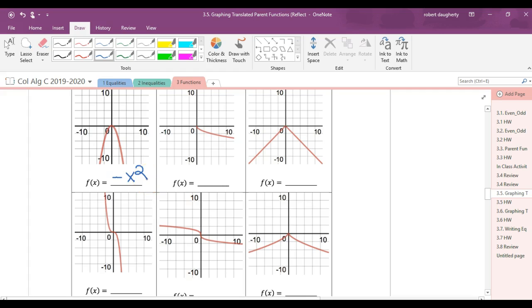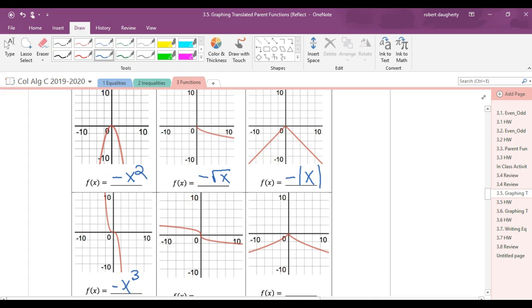What do you think this one is, the second one? Negative square root of x. This one is what? Negative absolute value. Then what about this one? So this one sometimes people have trouble seeing. This is x cubed. If I reflect it about the x-axis, it turns into this, okay? Which is what you see here. So this is negative x cubed.